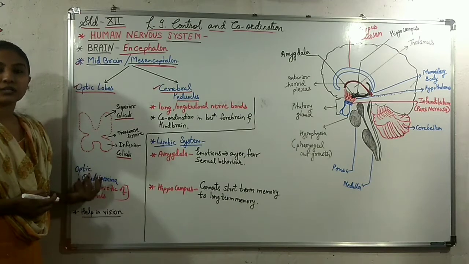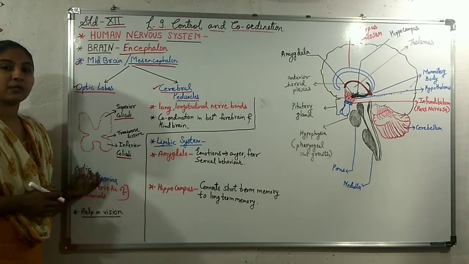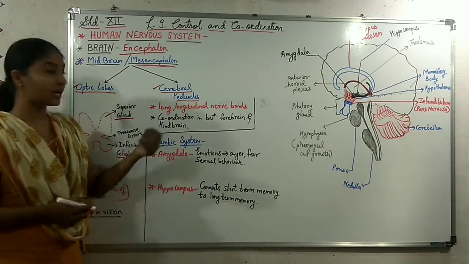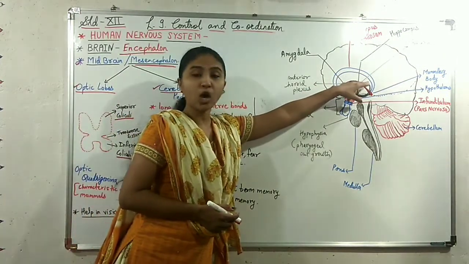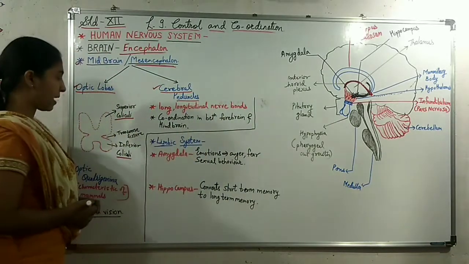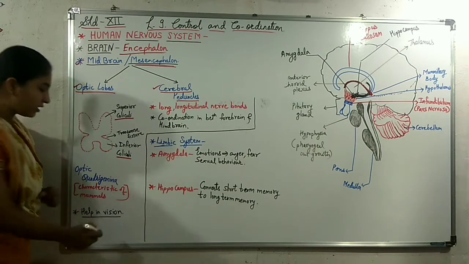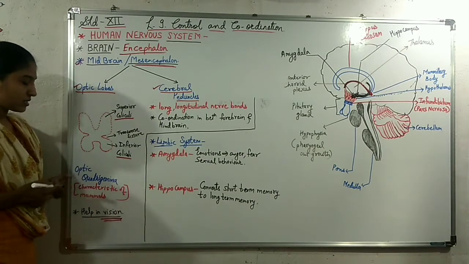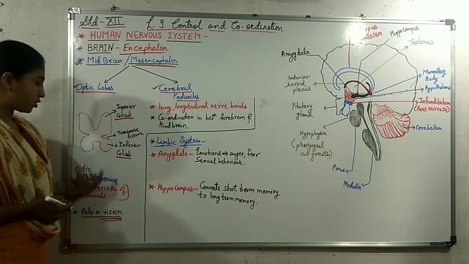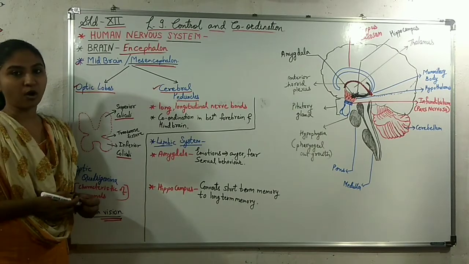This optic quadrigemina is a characteristic feature of mammals. Another characteristic of mammals that we saw is the corpus callosum, this C-shaped structure. So these optic quadrigemina help in vision. This is their function. So these are the optic lobes, also called optic quadrigemina, and they are characteristic features of mammals.